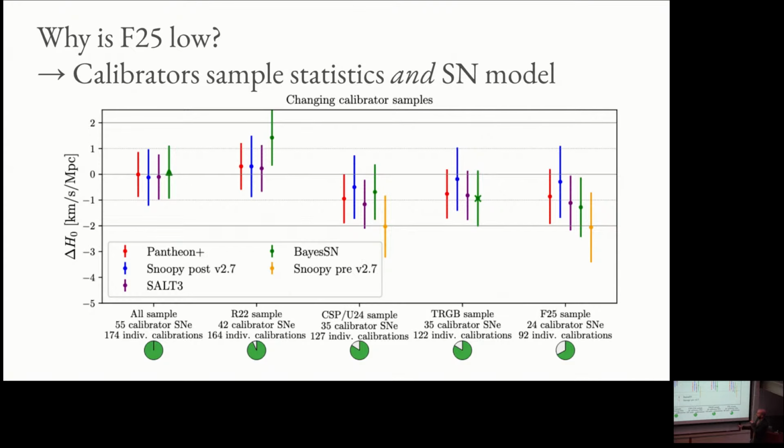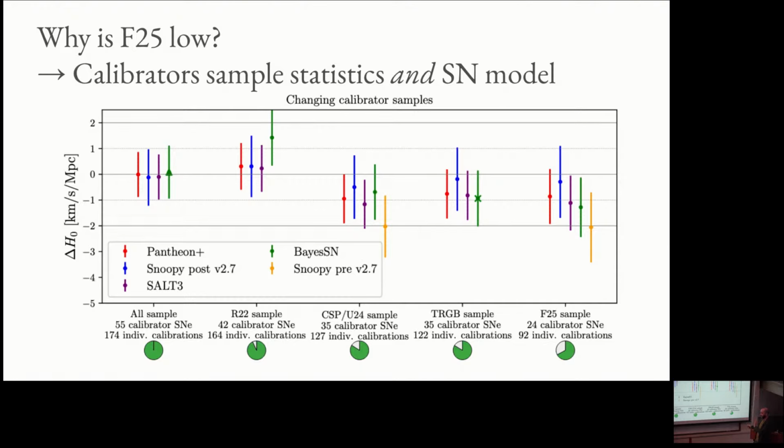So the first thing, why is F25 low? Okay, thank you for asking this question. It comes down to calibrator sample statistics, which we can very accurately account for now in this network. And number two, the SN model, the supernova model that you're using. So let's focus over here. This is the F25 calibrator sample. Wendy's group had 24 calibrators with James Webb, and that means you have 24 type Ia supernovae in those calibrators.